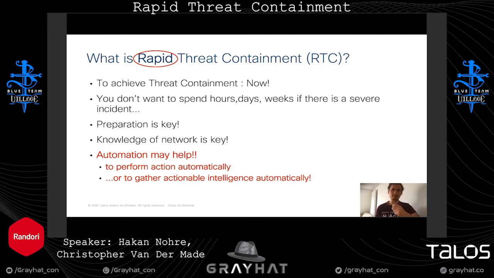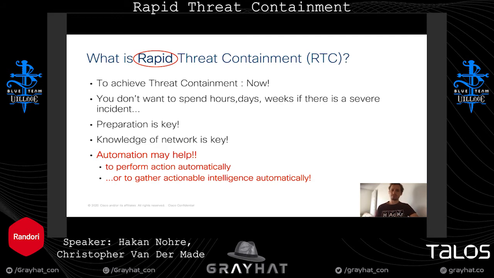So in order to be able to do this fast or rapid, you need to be prepared. So preparation is really key here. You need to know what kind of scenarios there are for your organization, and you need to be able to decide what the steps are to be taken when some scenario like that happens. So if a critical server is compromised, what do you do? If a client is compromised, what do you do? If an IT admin device is compromised, what do you do?